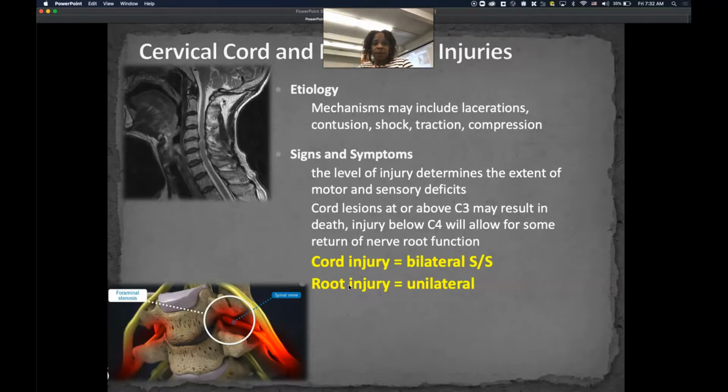One thing to think about as you enter into football season is this idea that cord lesions at or above C3, so C3, C2, C1, can result in death. And that's all about what? The spinal cord controlling the entire body. With injuries below C4, even though they might have more symptoms, at least that patient will survive.